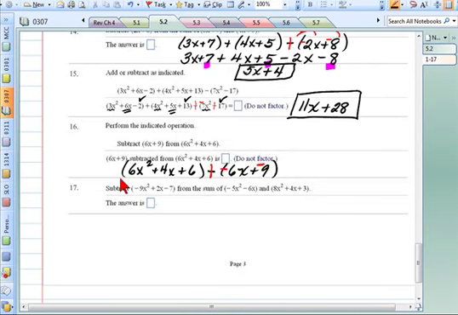Combining. Now, do I have any other x squareds to go with the 6x squared? No. So I have 6x squared for my first term. Do I have any like terms with the 4x? Yes. Yes, I have a minus 6x. So what does that give me? Minus 2x. Minus 2x. So I have 6x squared minus 2x. And now looking at constants, I have plus 6 and minus 9, which is negative 3.